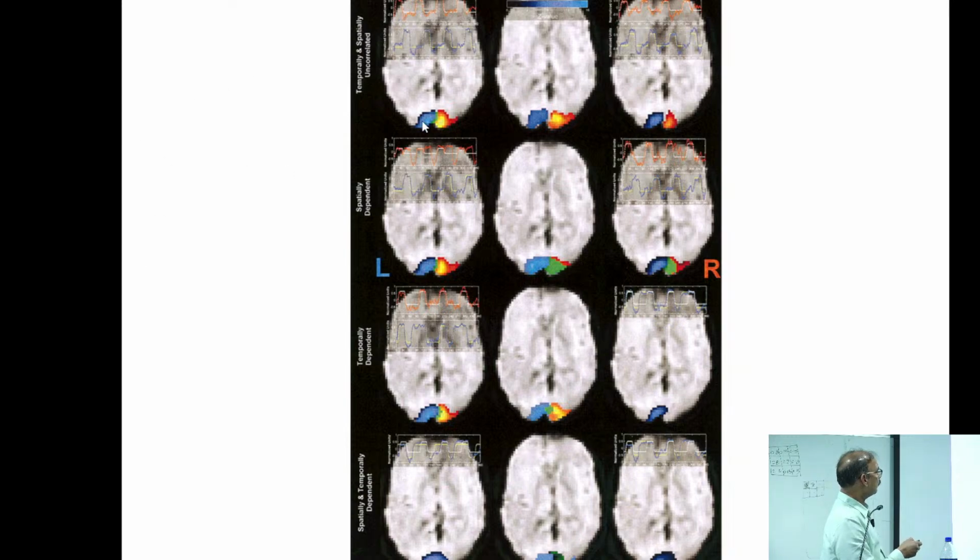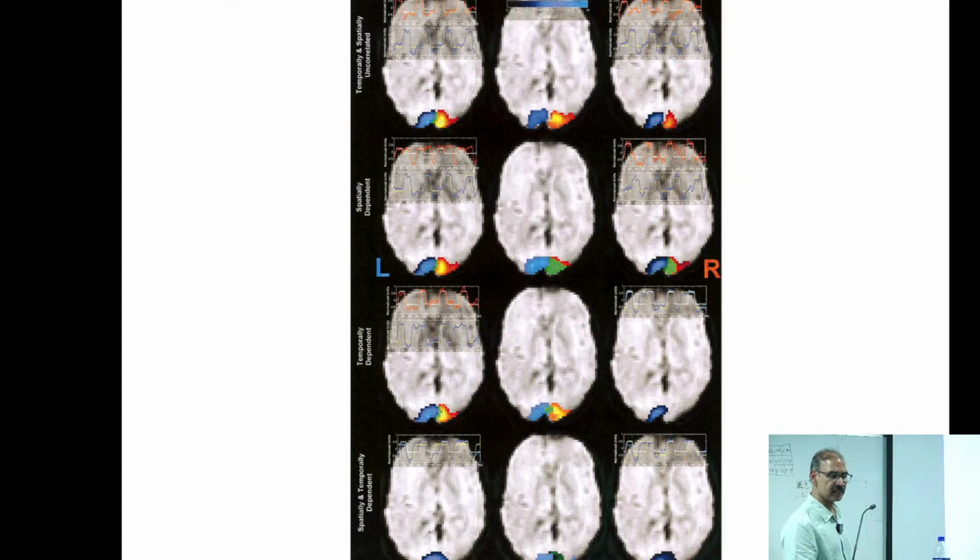Again, so this is spatial ICA, right? And if you did regression, you would get this. If you did temporal ICA, you would get a very similar result. So these are temporally and spatially uncorrelated. This is spatially dependent, right? Again, this is using GLM. This is using temporal ICA. And again suggesting that the results are very similar.